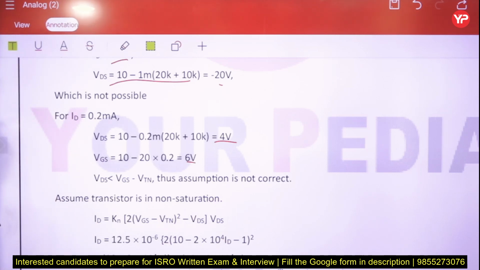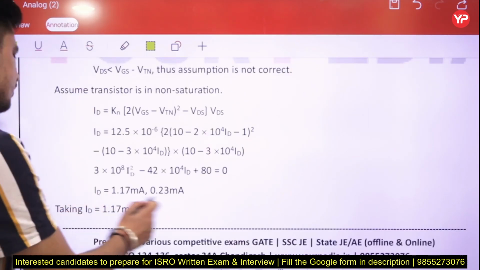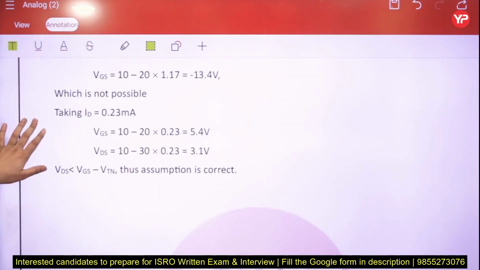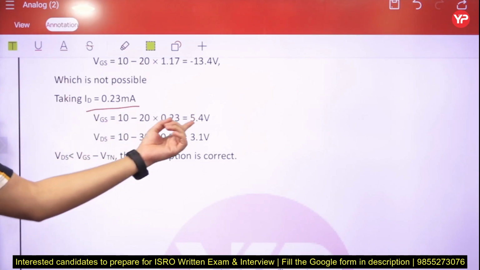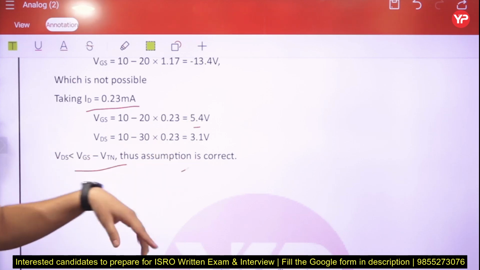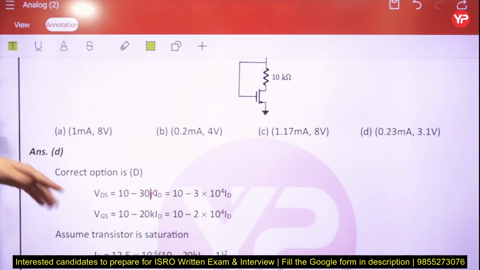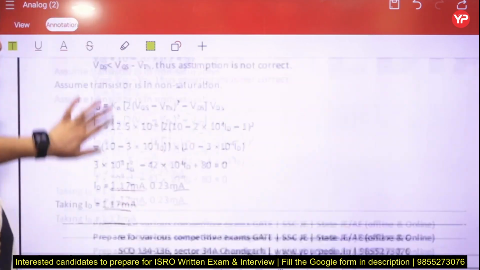It means our assumption is not correct, so we have to assume that the transistor is in the linear region. Now you can solve for ID. You will get two values of ID, and when you take ID equal to 1.7 milliampere, you get a VGS value which is not possible, minus 13.4. Now you choose ID 0.23, then you get 5.4, and VDS is less than 7.4. So this transistor will be operated in the linear region, and the current is 2.3 and the voltage is 3.1 volt.